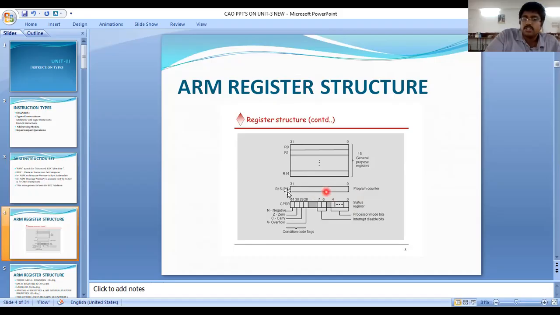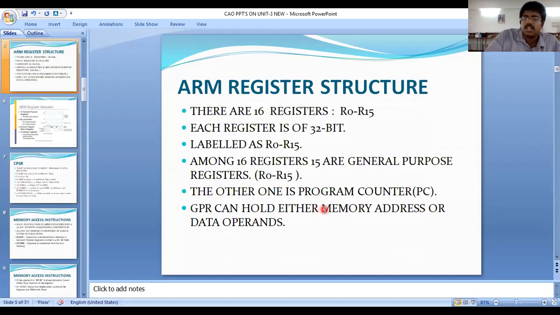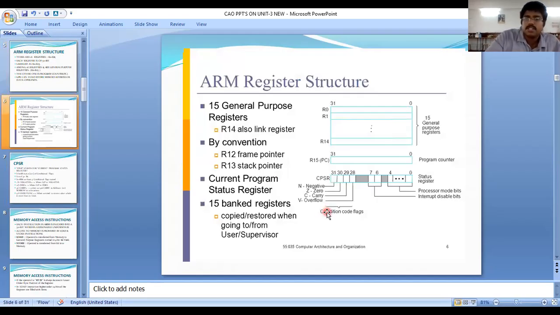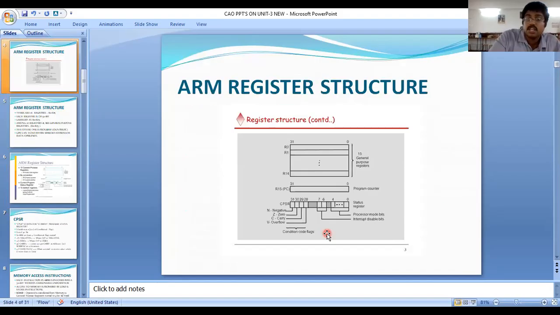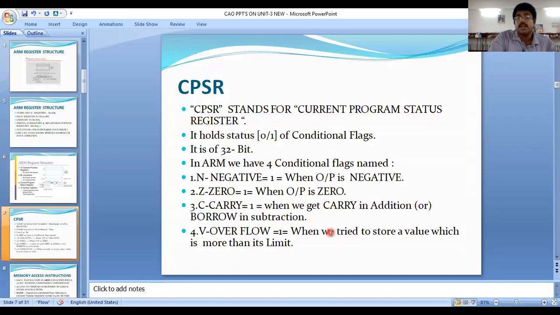Coming to CPSR, the current program status register, its size is also 32-bit. Among these 32 bits, we have 4 flag bits. What are they? They are the negative flag, zero flag, carry flag, and overflow flag. These 4 are the flags in the current program status register, which is of 32-bit.